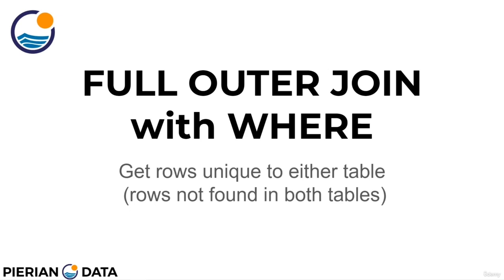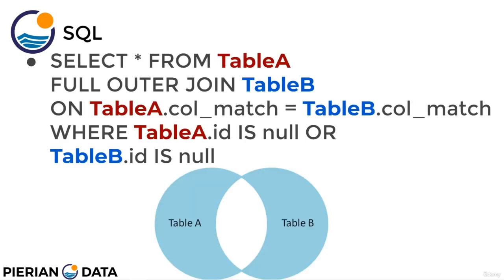Now the next thing I want to quickly discuss is qualifying a full outer join with a where statement. We can do this in order to get rows unique to either table. In other words, rows that are not found in both tables. Essentially, this is the exact opposite of an inner join. Let me show you why.